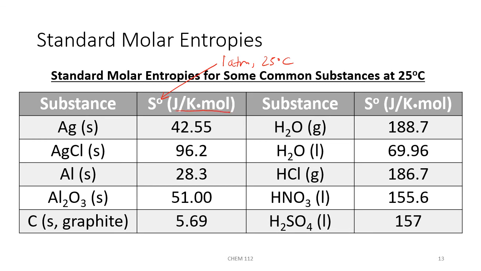And you can see that the state of matter is always listed after the substance because that's important. If you look at, you have gaseous water and you have liquid water. They both have a different standard molar entropy. The gaseous water has a higher S naught than the liquid water because gaseous water has a greater amount of disorder than the liquid water will. So you also want to make sure that you're being extra careful when looking at the states of matter for different substances.